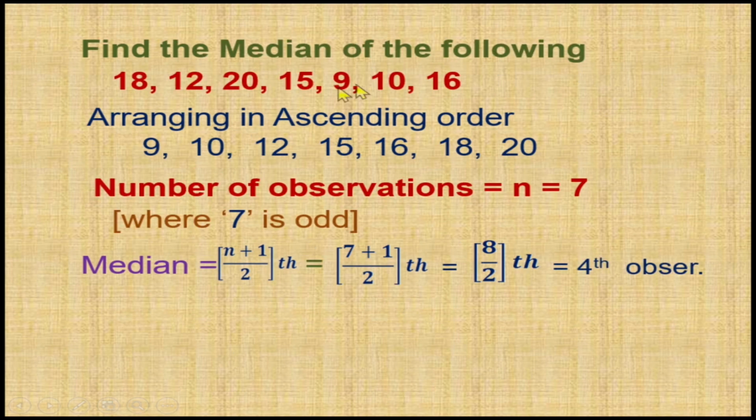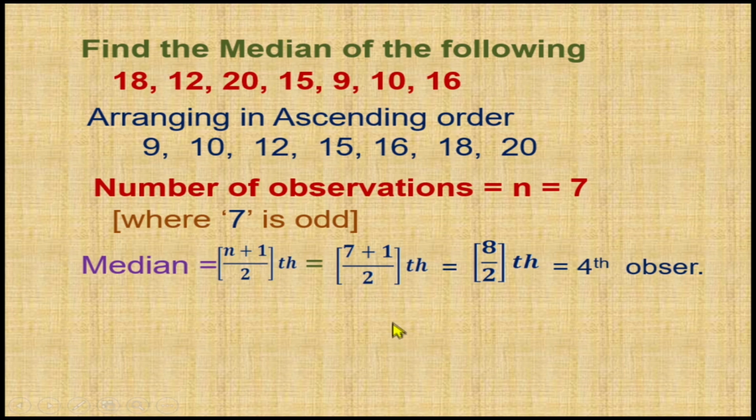Find the median of the following: 18, 12, 20, 15, 9, 10, 16. I am going to arrange in ascending order: 9, 10, 12, 15, 16, 18, 20, right. Now, how many observations are there? 7. 7 is an odd number, right. So, what do I have to do? First formula, the median is equal to (n plus 1) by 2, that means 7 plus 1 by 2, 8 by 2. 8 by 2 is how much? 4. So, my median is the 4th observation.